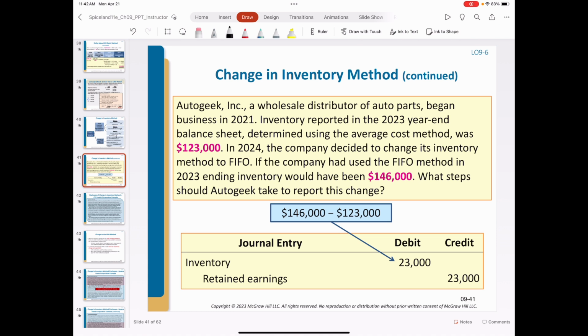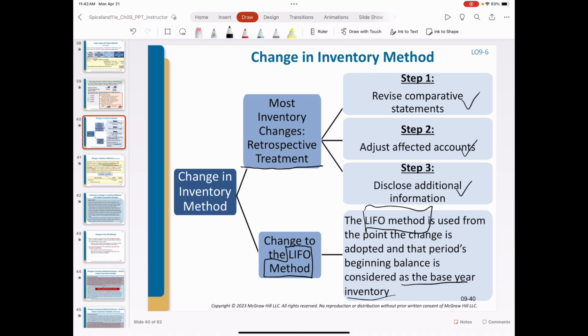The inventory was reported in the 2023 year-end balance sheet using the average method. The amount was $123,000. In 2024, the following year, the company decided to change its inventory to FIFO. Therefore, we need to do step 1 to step 3.